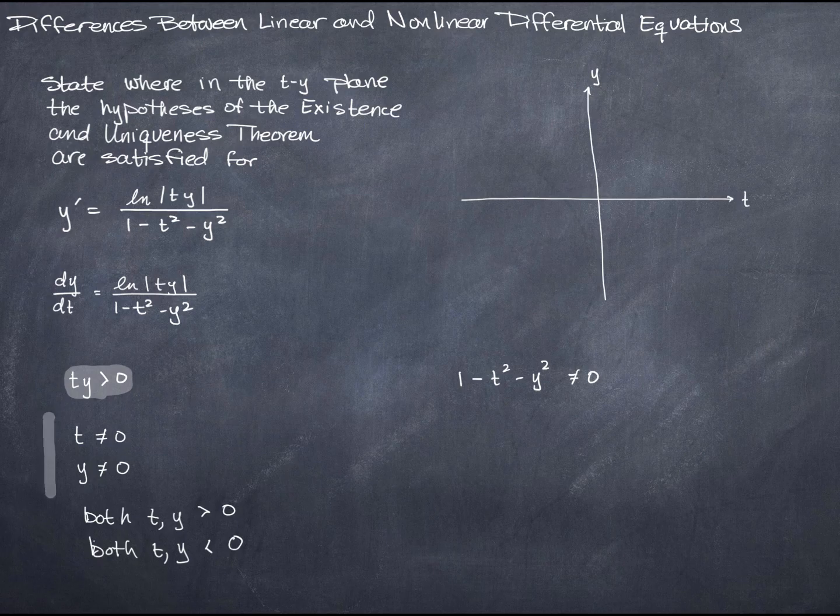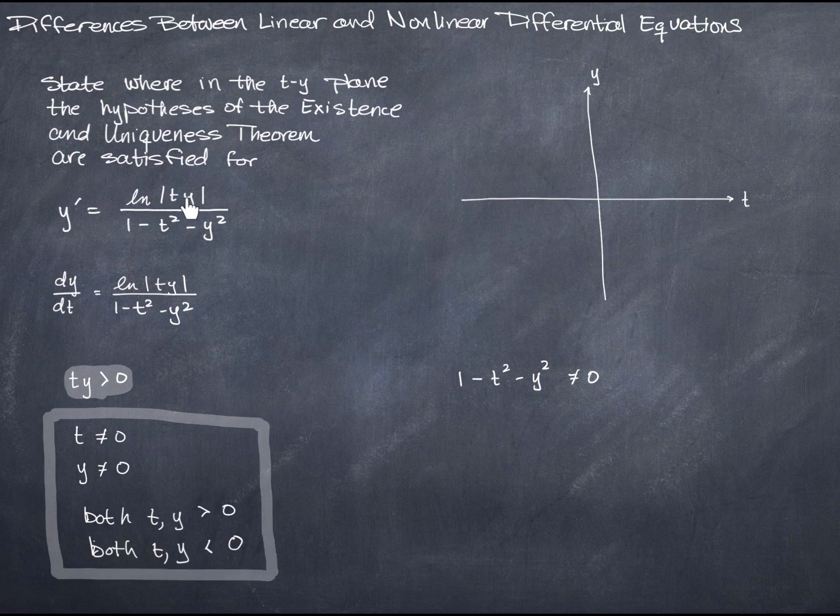Okay, so we've established the qualifications for our numerator to be defined, right? The log has to have a positive argument. So now let's take a look at the denominator. Let's find the values of t and y that make this true. It's tempting, I think, to solve this for y and then take the square root of both sides. But I'm not going to do that.